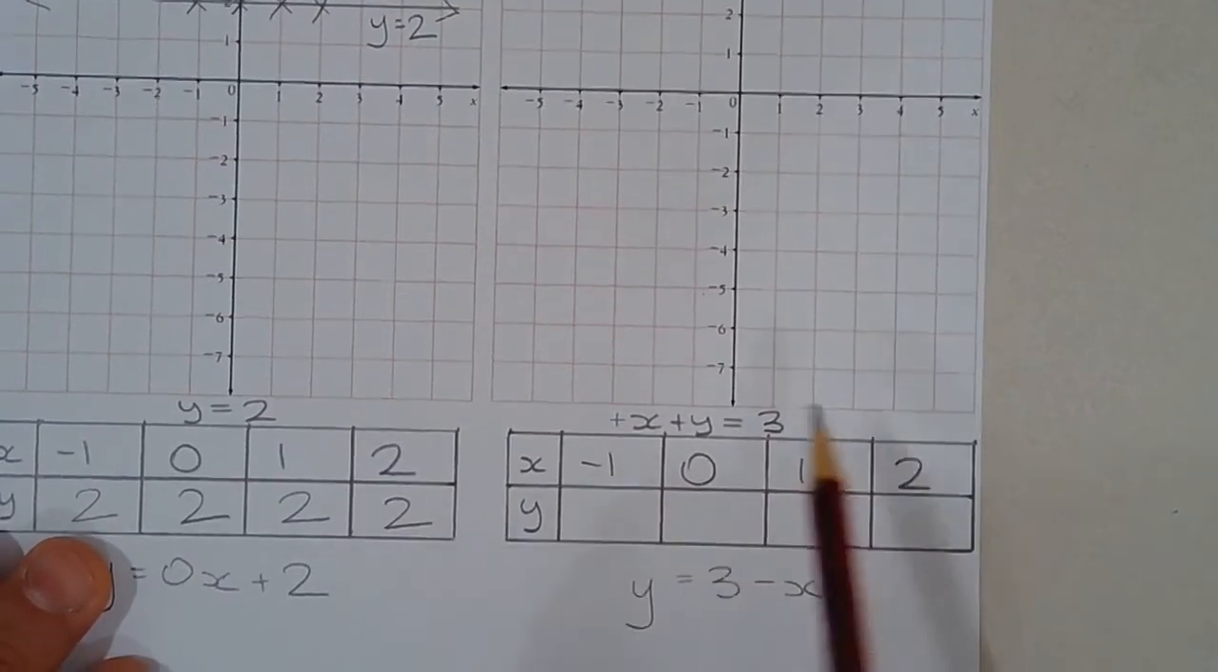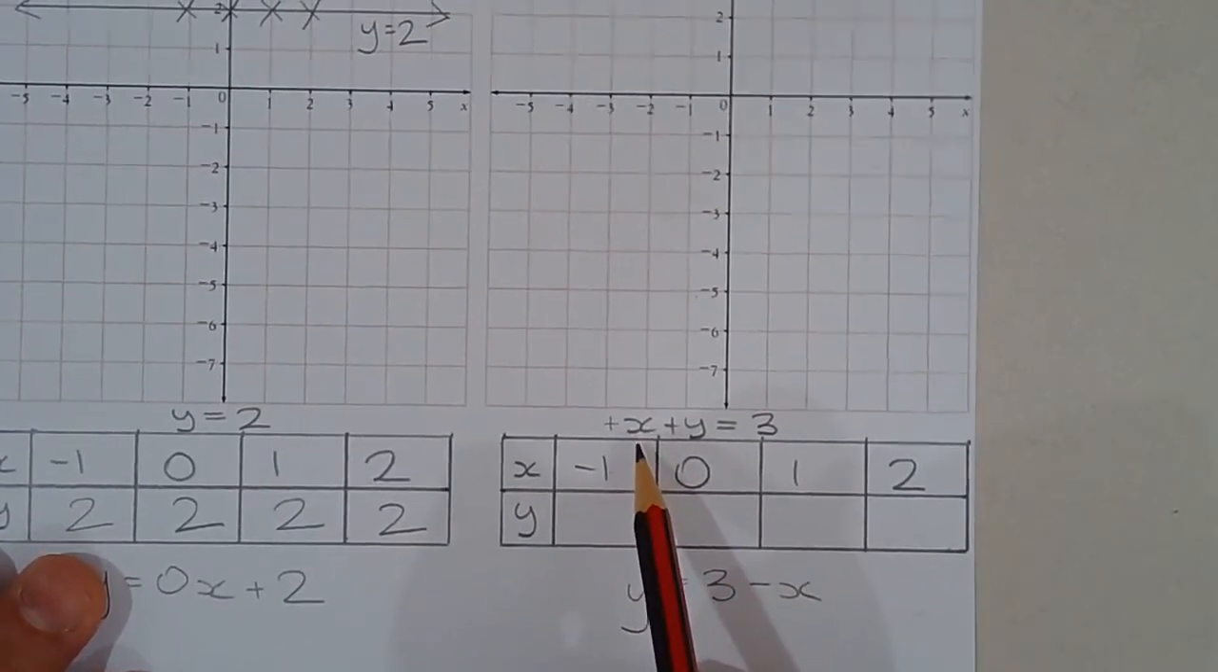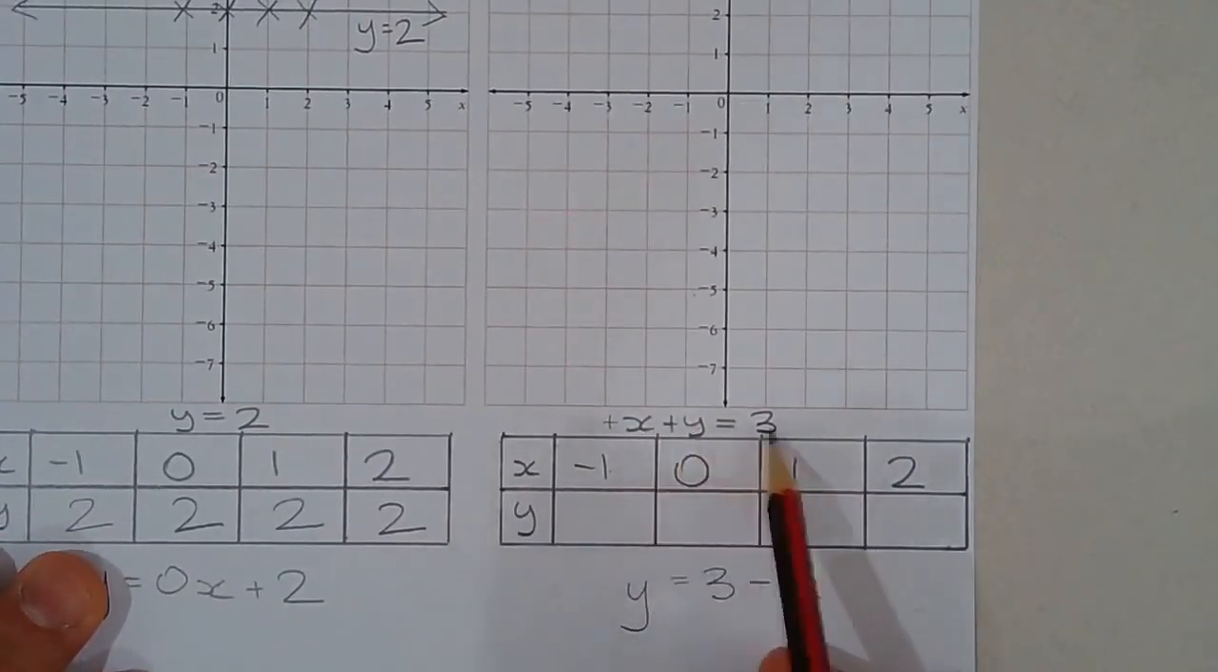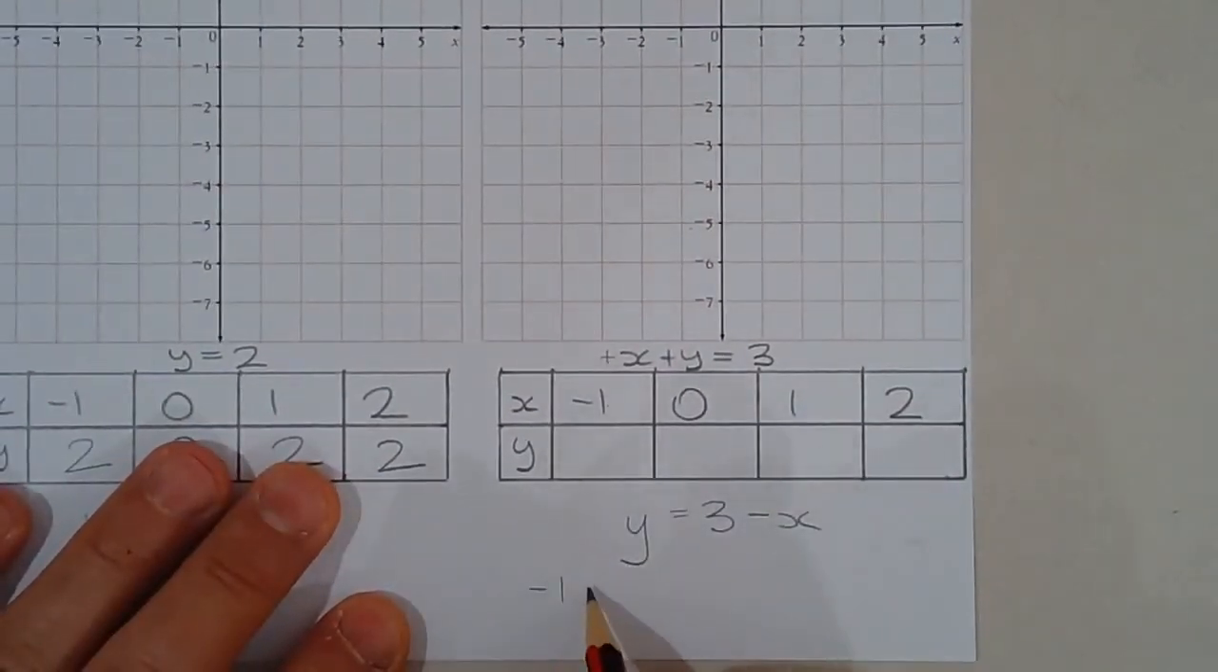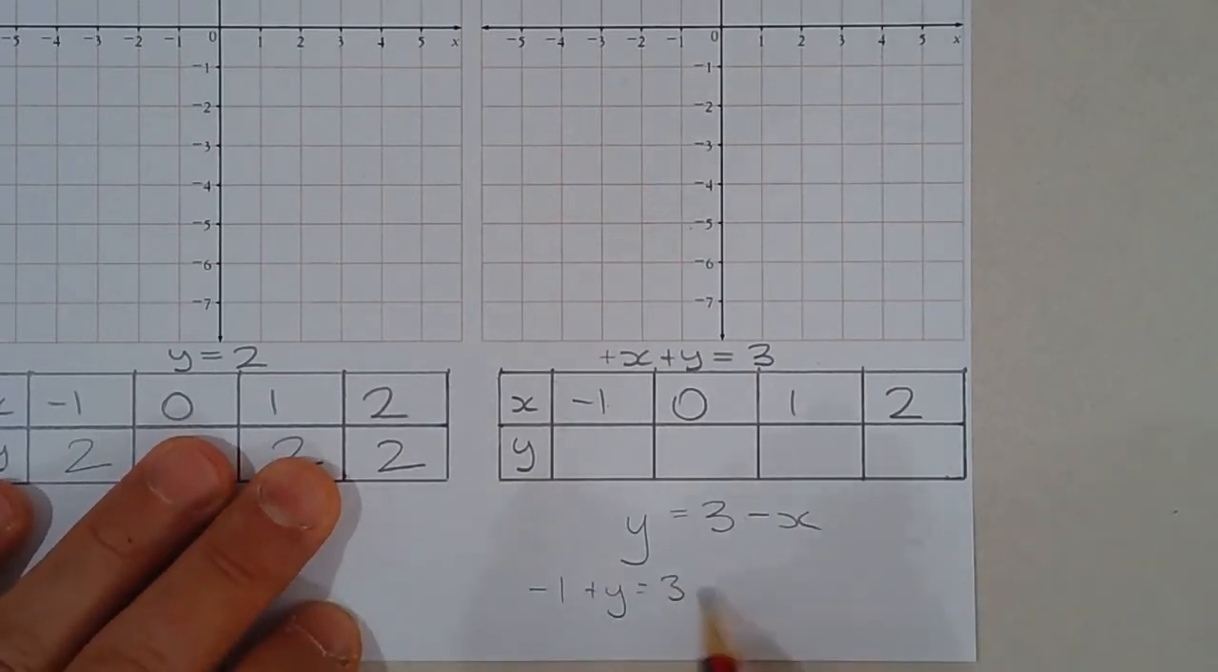-1. Okay, so let's substitute -1 into the equation. So -1 plus y equals 3. I might just do a couple of lines of working here. So -1 plus y equals 3. Add 1 to both sides. Okay, y is equal to 3 plus 1. Y is equal to 4.